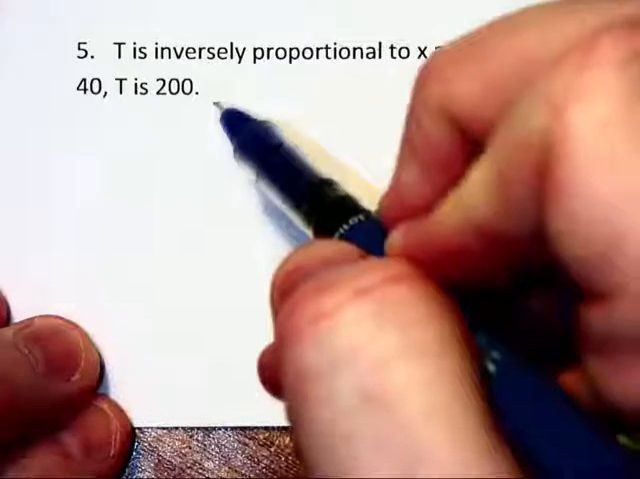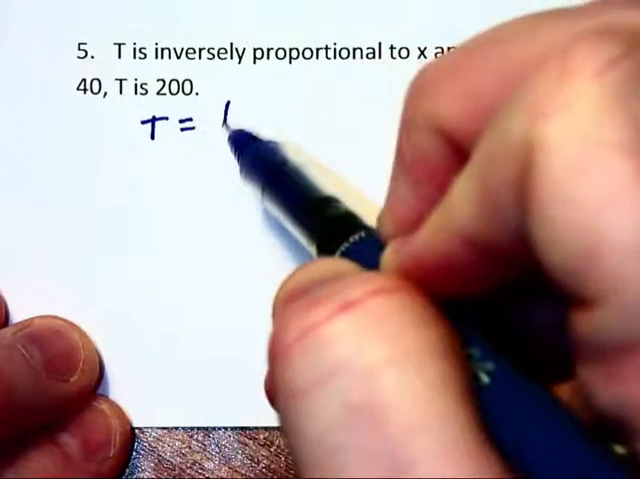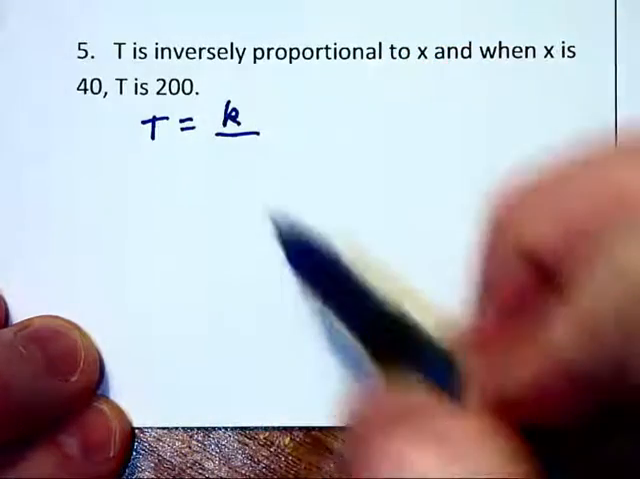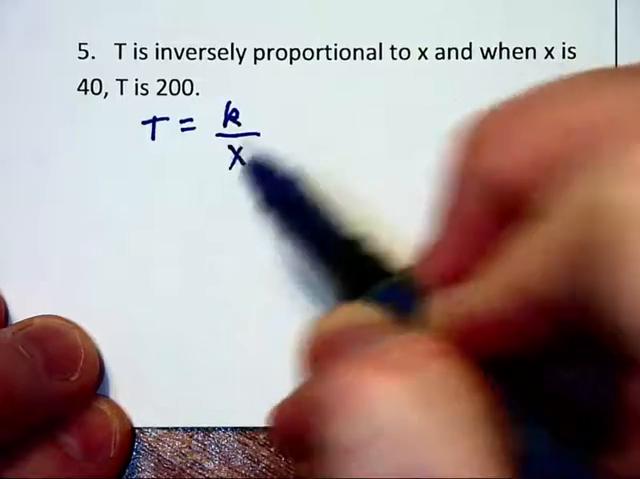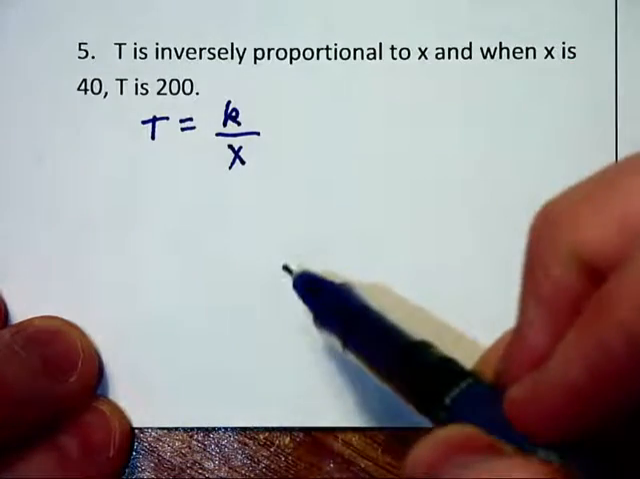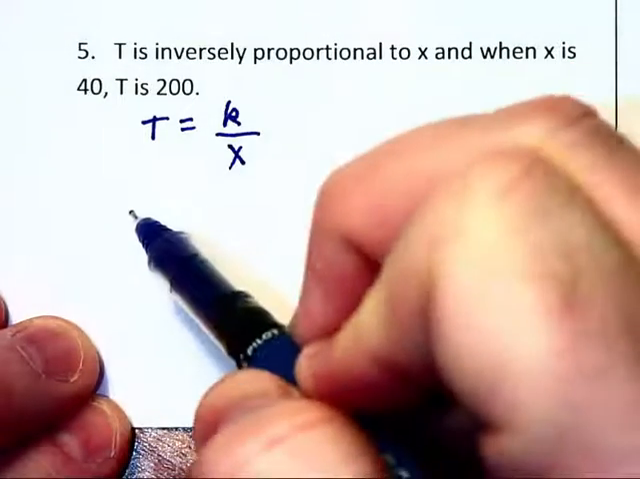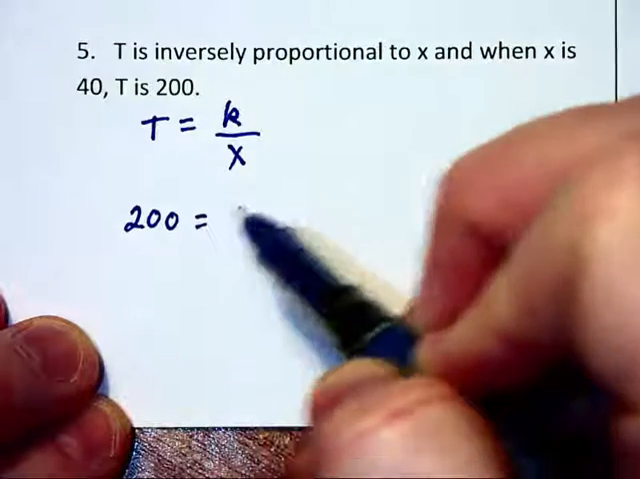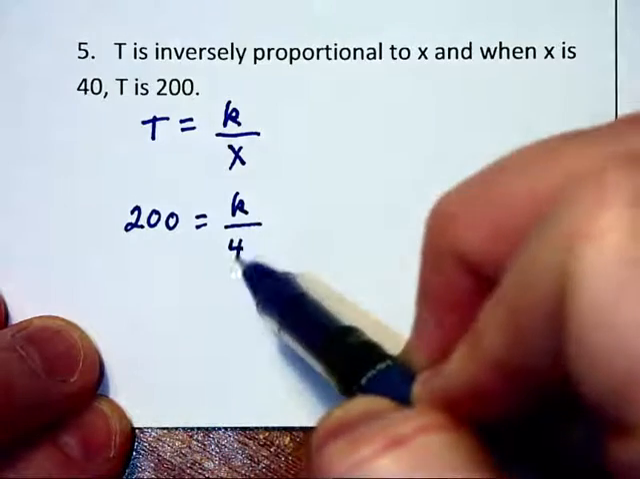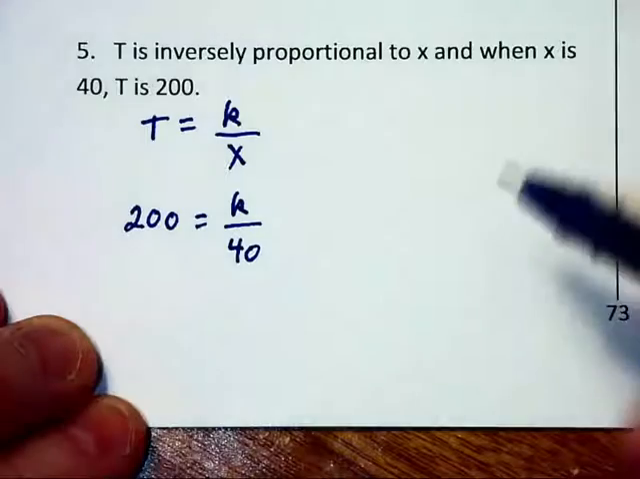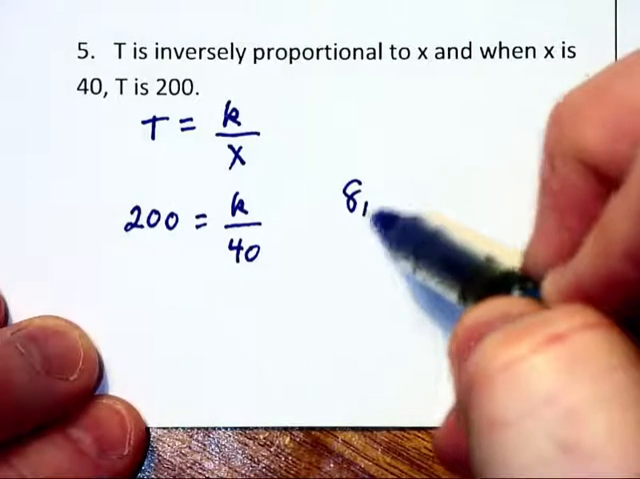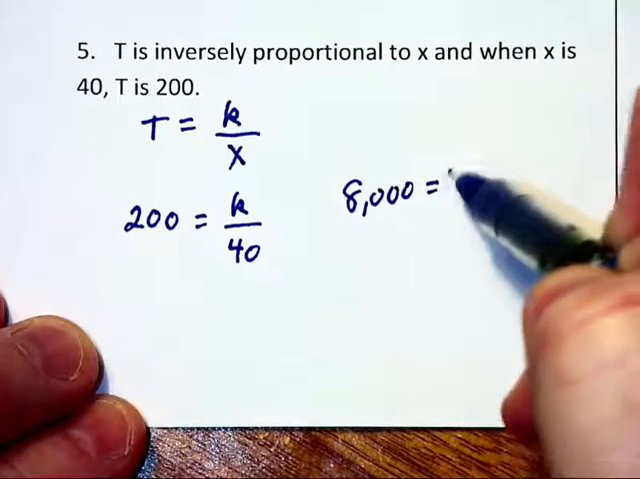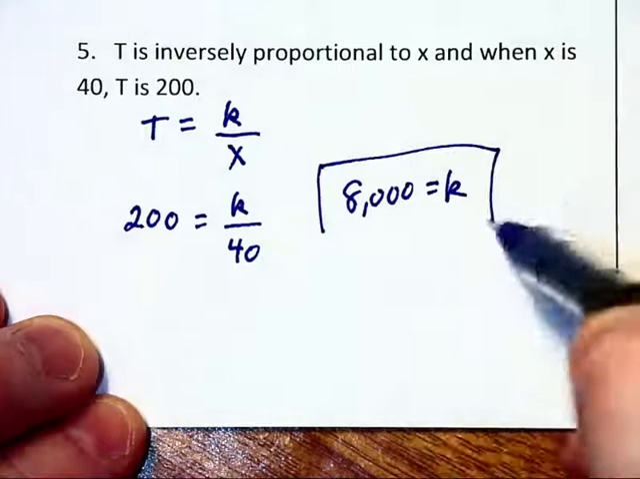In this next problem, t is inversely proportional. That tells me we're going to have a fraction here, inversely proportional to x, and when x is 40, t is 200. So 200 is equal to k over 40, and multiplying each side by 40 tells us that 8,000 is going to be the constant of variation.